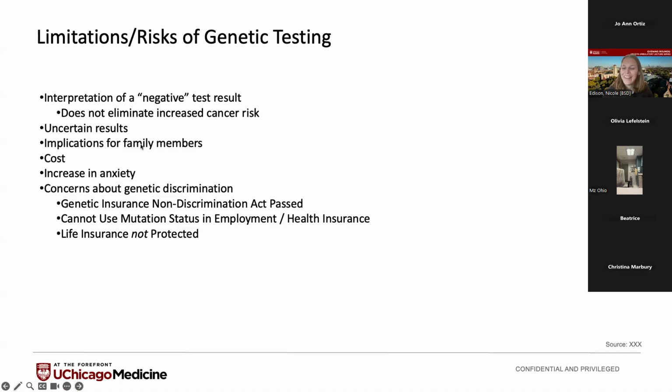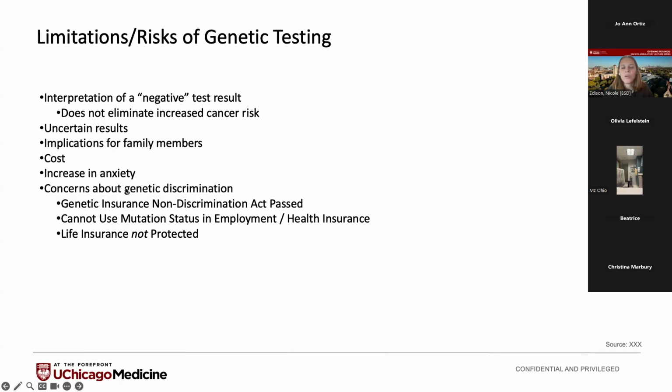Obviously, families can be complicated. And so discussing this with family members, especially if there's some difficult dynamics or estrangement, can be hard because there's sort of a legal imperative to inform your relatives that they may be at risk. There's the cost of testing, although we do have some nice ways to help with that for patients. Some patients will find that this actually increases their anxieties. And then I think, especially in this age of a lot of information being out there on the internet and data leaks, patients get very concerned about genetic discrimination.